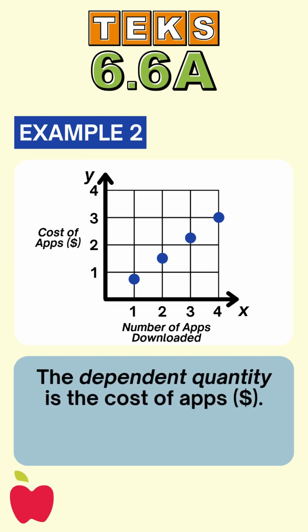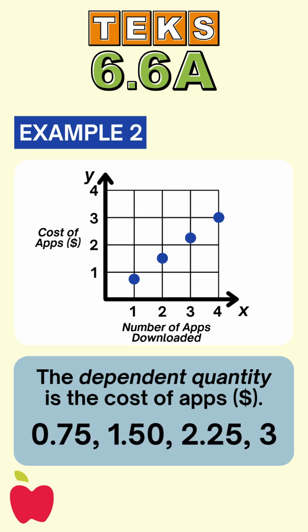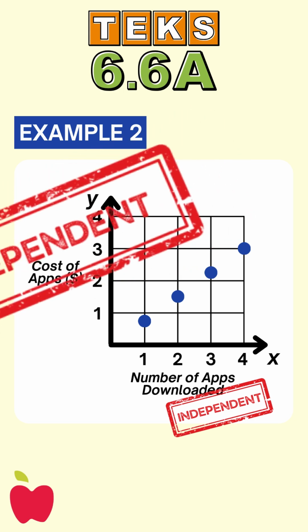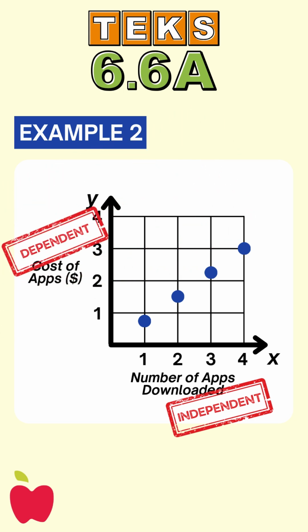Since each app costs 75 cents, the costs for 1, 2, 3, and 4 apps are 75 cents, $1.50, $2.25, and $3. As you can see from the graph, as the number of apps you download increases, the total cost also increases. The cost depends on how many apps you decide to download. If you download more apps, you end up spending more money.